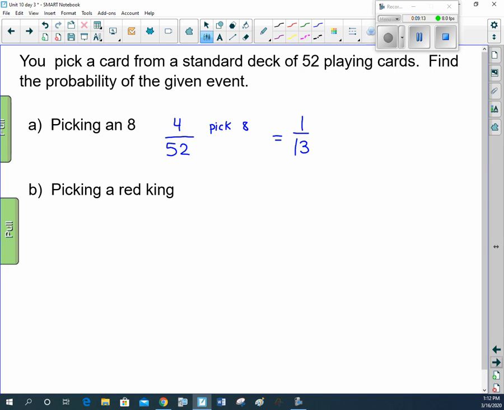Okay, picking a red king. Well, once again, our total outcome, there's 52 cards in the deck. And how many red kings? There happen to be 2 of them. King of hearts and king of diamonds. So that would be 1 out of 26 would be your probability.